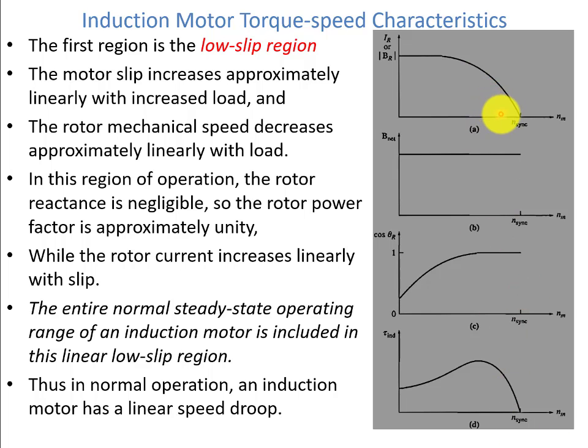So when we are close to the synchronous speed, we can see that the rotor current IR is very small, and B net obviously is constant.